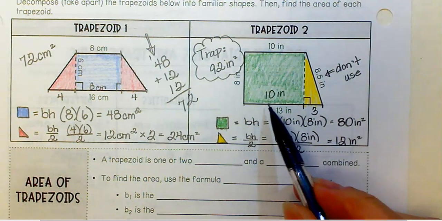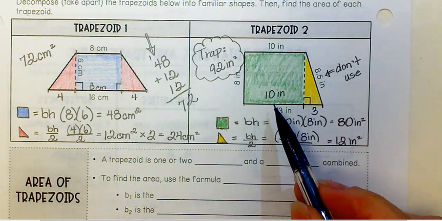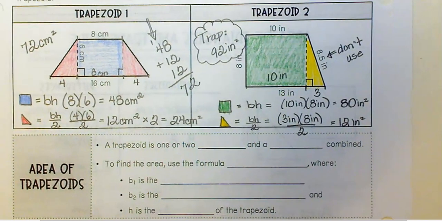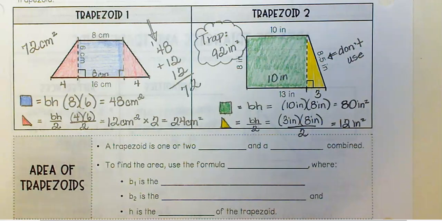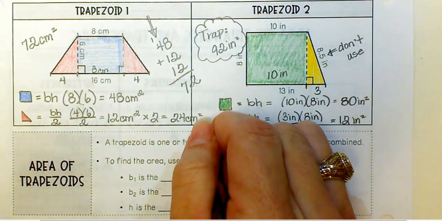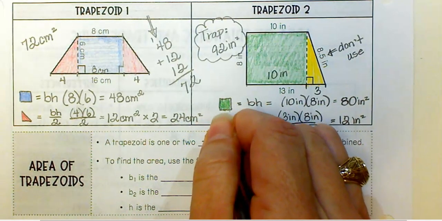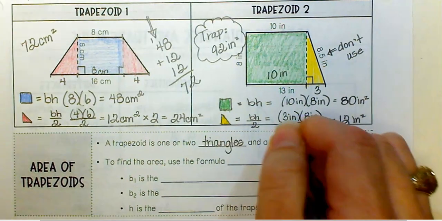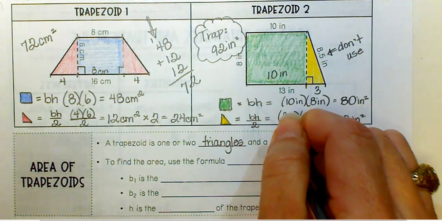But it's kind of tedious to split it into triangles and rectangles, so there is actually a formula that we can use specifically for trapezoids. So let's talk about what a trapezoid is. A trapezoid is 1 or 2 triangles and a rectangle combined.